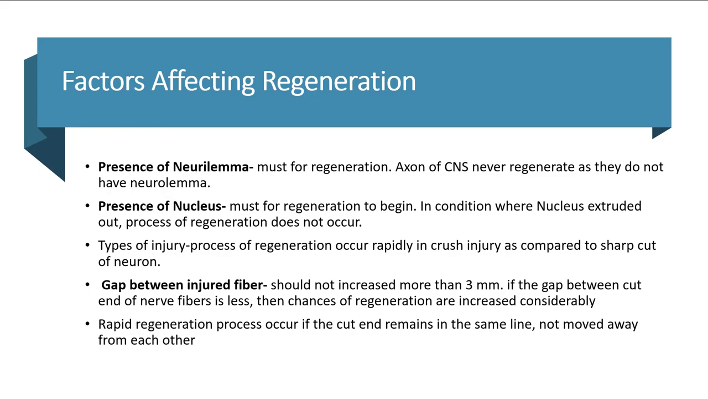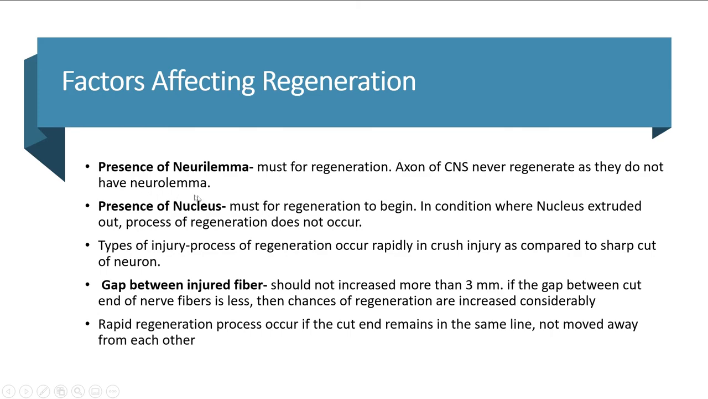This is because of the presence of the neurolemma. If the neurolemma is present, then only regeneration will occur. It means the nerve membrane is present, the inside is damaged, and the Schwann cells will regenerate again. But if the neurolemma is not intact, then there will be no recovery. Axons of the central nervous system never regenerate as they do not have the neurolemma.